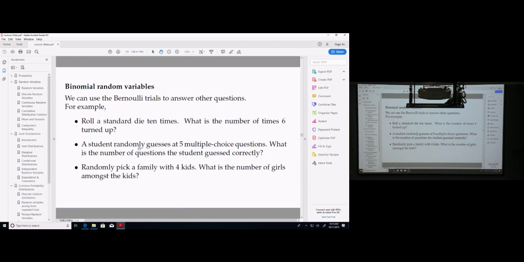Here a student randomly guesses at 5 multiple choice questions. What is the number of questions that the student guessed correctly? It depends. So he has 5, and he makes independent Bernoulli trials for each of the multiple choice questions. Each question he has a success or failure, and then he does it 5 times.